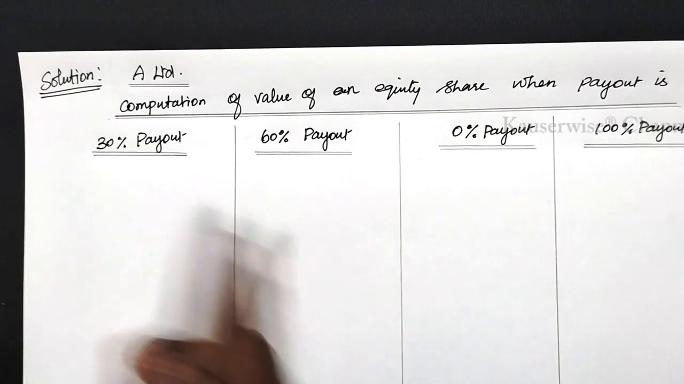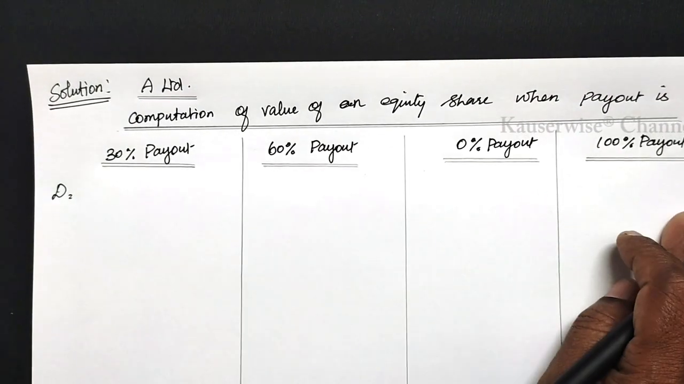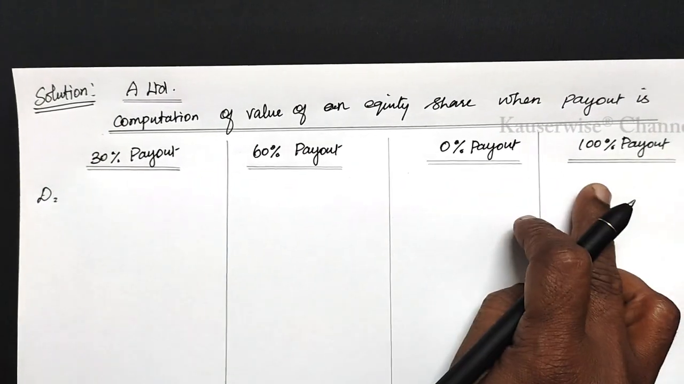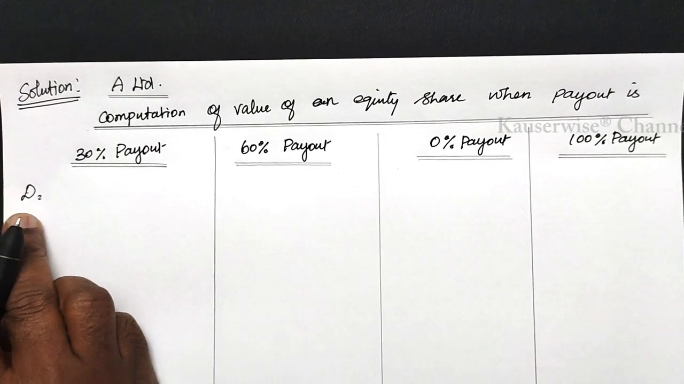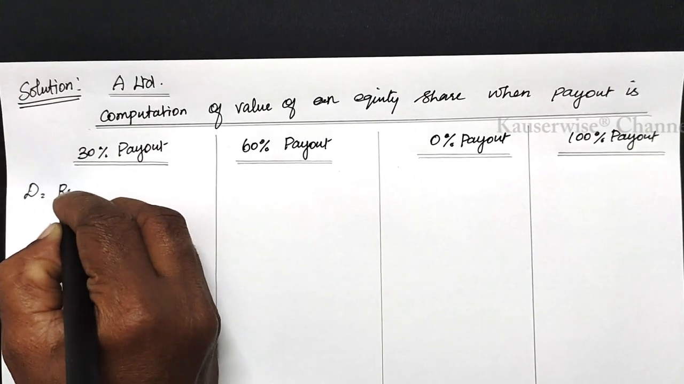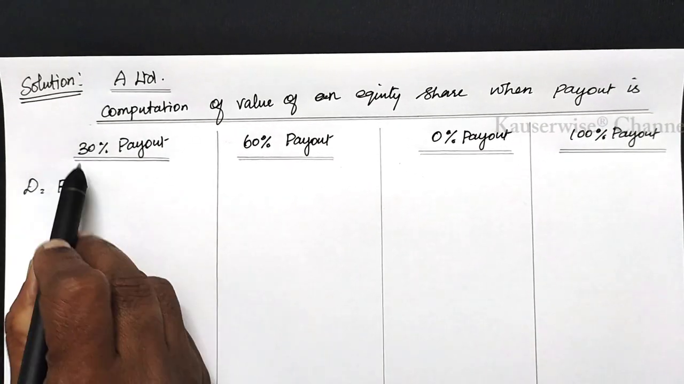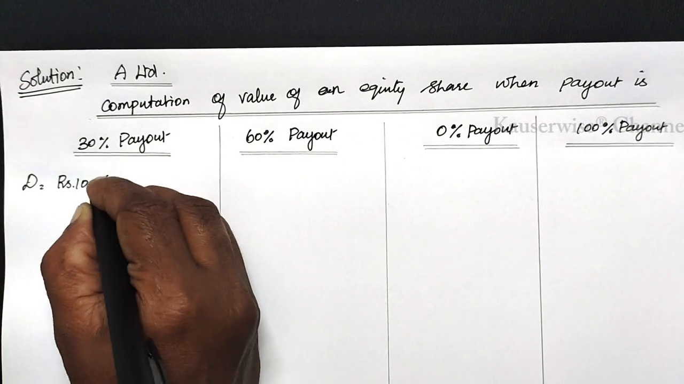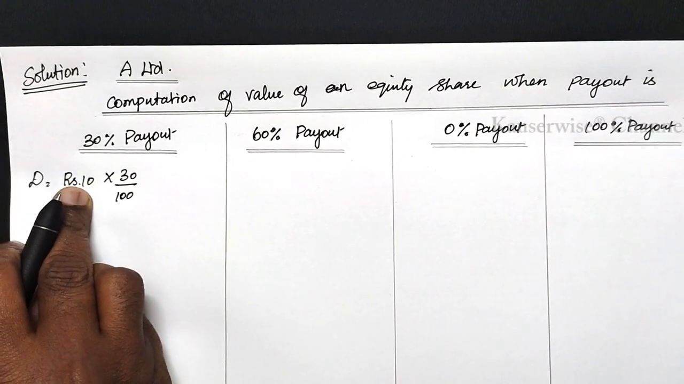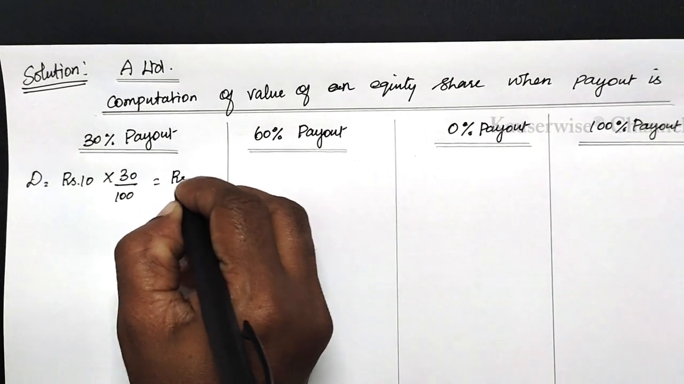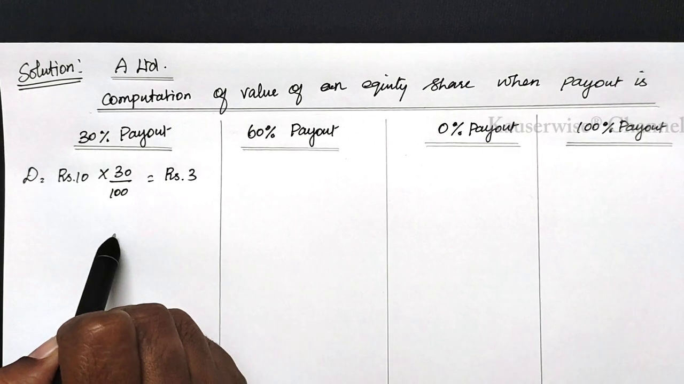First, we are going to find out D for four different options, because we have different options. D will be calculated based on the earnings per share. Earnings per share is 10 rupees. So on 10 rupees, what is the payout ratio according to the first option? 30%. So 30% on earnings per share is D, the dividend. How much? Rupees 3. So rupees 3 is the dividend according to the first option.